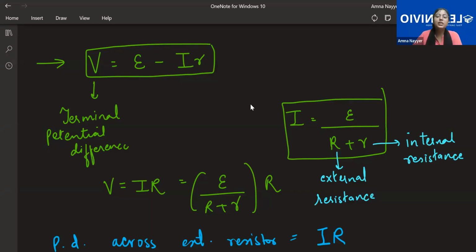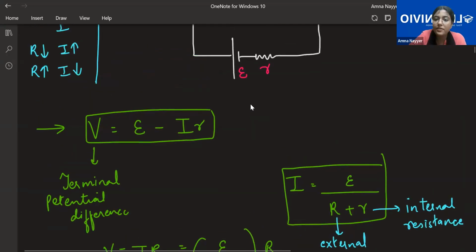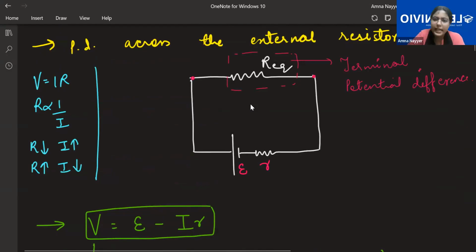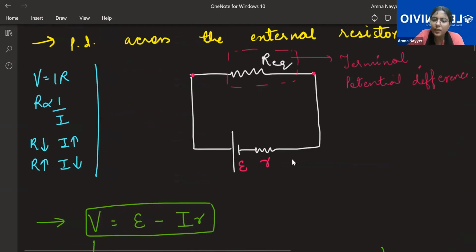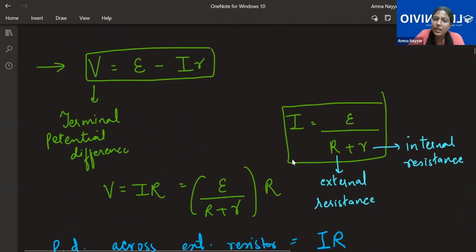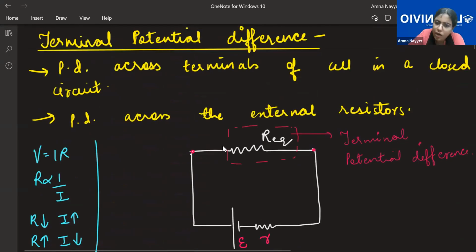Now, you just want to calculate the potential difference across only one of them, not within the circuit. I just wrote these equations for this particular circuit. What if we just want to calculate it for the external resistance? If I want to calculate the potential for the external resistor, take the current and multiply by the resistance. You will get that current.